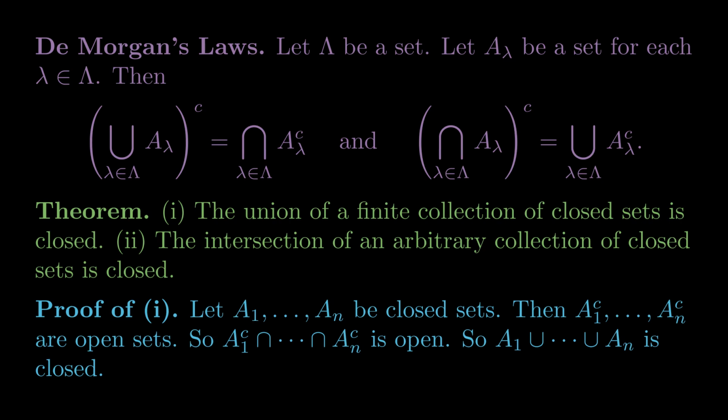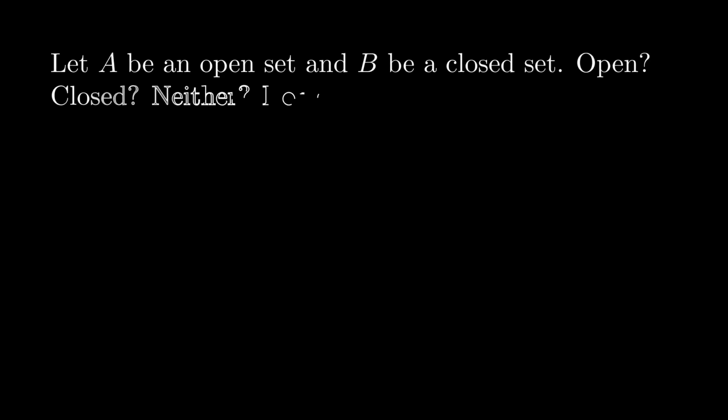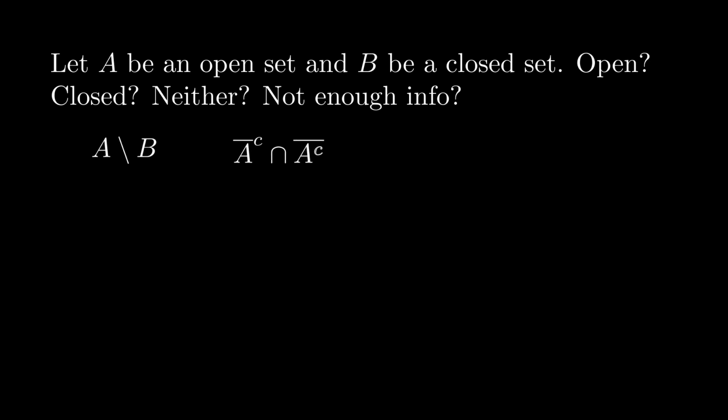To practice combining these closures and complements, let's let A be an open set and B be a closed set. And let's consider various sets and determine whether we can conclusively say if they're open or closed or we're not sure. So what about the set difference, A minus B, which is just all x that are elements of A that aren't elements of B?